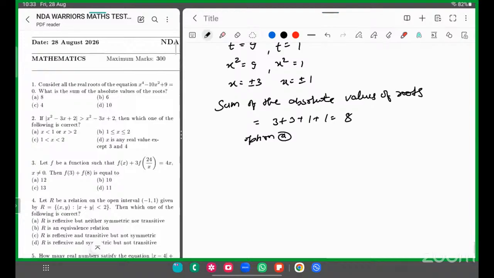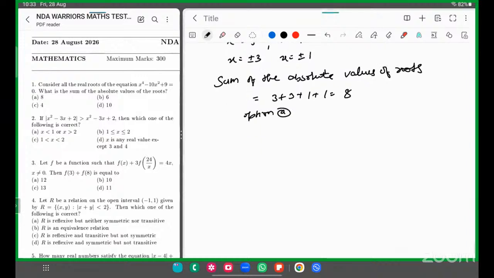Moving to question number 2. They have given some mod value in quadratic equation and inequality sign is also there. Then they are asking which of the following is correct. We need to verify.